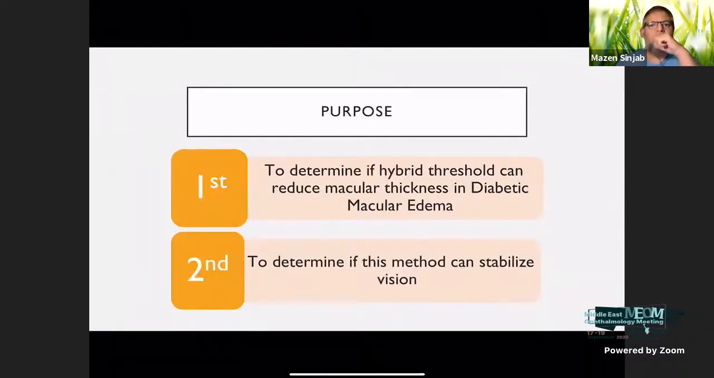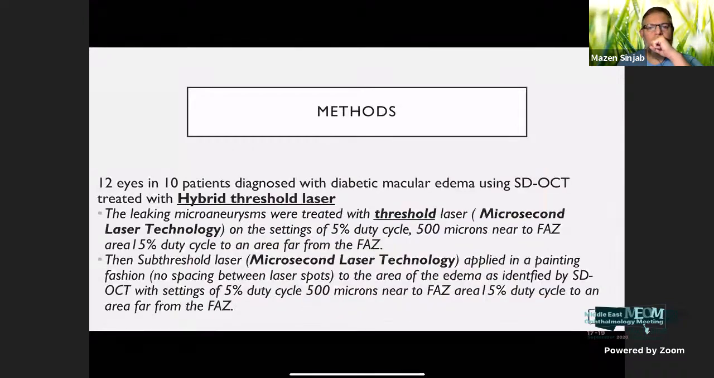I conducted a study that had the purpose to determine if hyperthreshold laser can reduce macular thickness in diabetic macular edema and to determine if this method can stabilize vision. I enrolled 12 eyes in 10 patients diagnosed with diabetic macular edema using spectral domain OCT, treated with hyperthreshold laser. The leaking microaneurysms were treated with threshold laser on a setting of 5% duty cycle, 500 microns near to the fuzz area, and 15% duty cycle to an area far from fuzz. Then subthreshold microsecond laser was applied in a painting fashion, no spacing between laser spots, to the area of edema as identified by spectral domain OCT, with a setting of 5% duty cycle, 500 microns near to the fuzz area, and 15% duty cycle to an area far from fuzz.